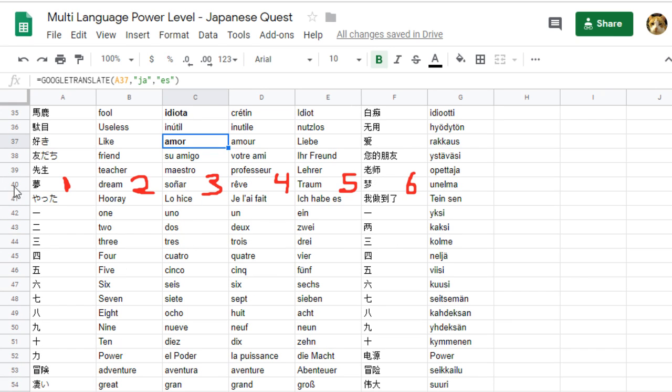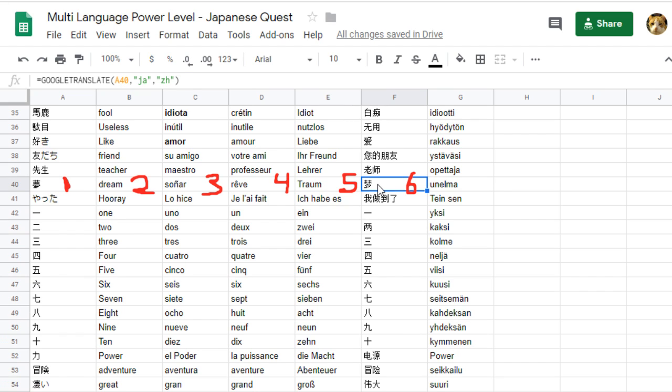There we go. So we have in Japanese, yume. In English, dream. In Spanish, I don't know how to say that ñ. I apologize, I don't know how to say the squiggly ñ. I know I should. It's pathetic, but I'm going to say, is it soñar? Something like that. French, rêve, I don't know. German, traum.